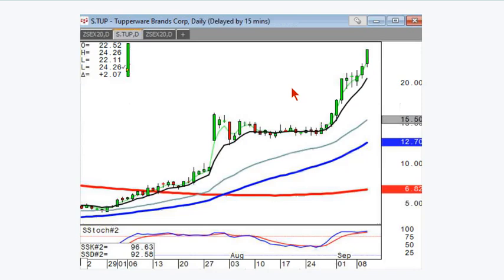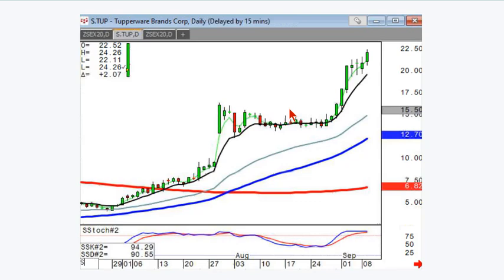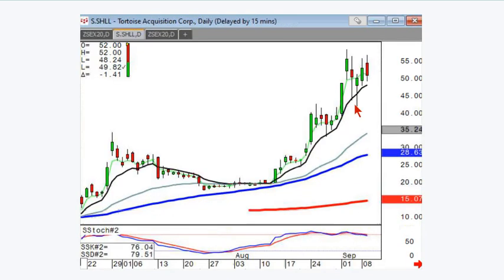On Shill, what was your thought process holding it through the long wick below the T line? It could have wiped out most of your profits. Yes, it could have. Had it closed down here, that would have told us a completely different story. So if something's selling off for no reason, I'll just wait to see how it closes.